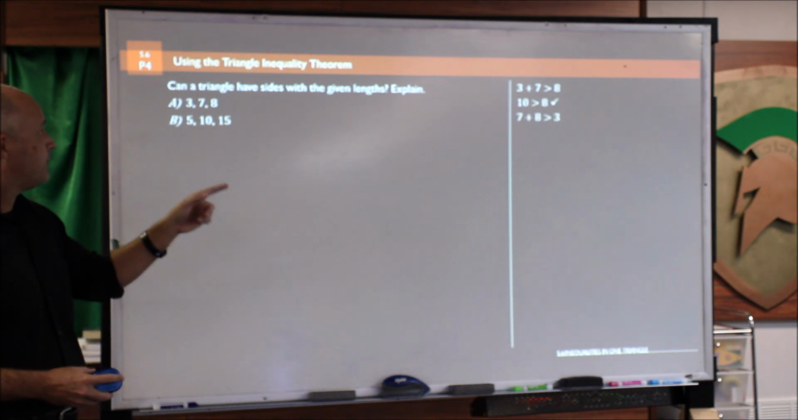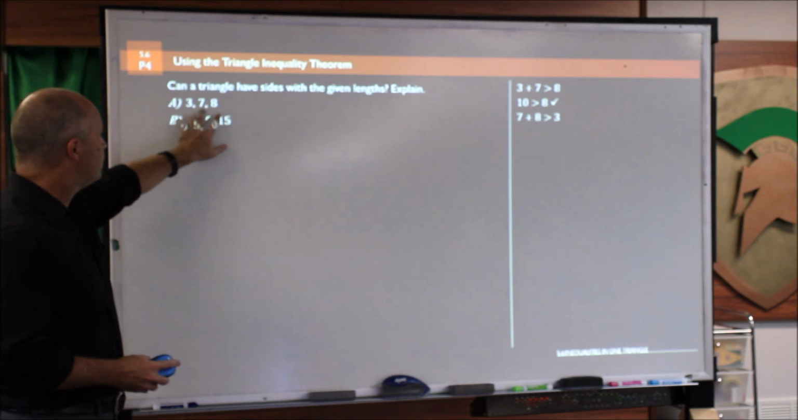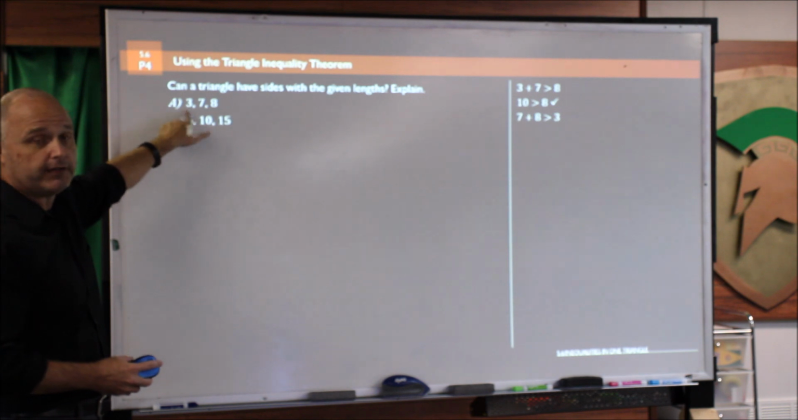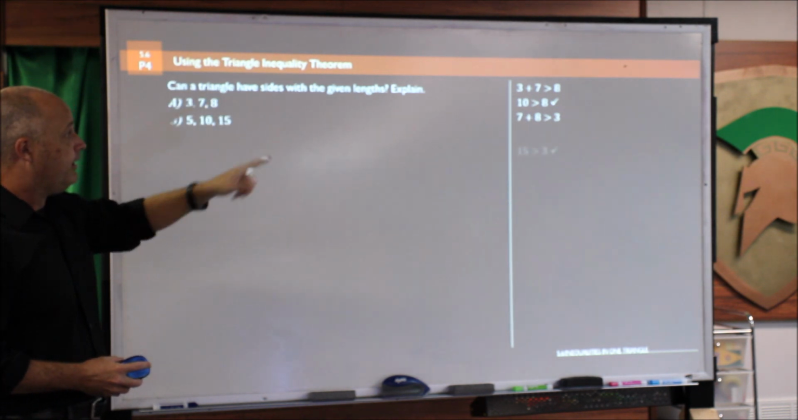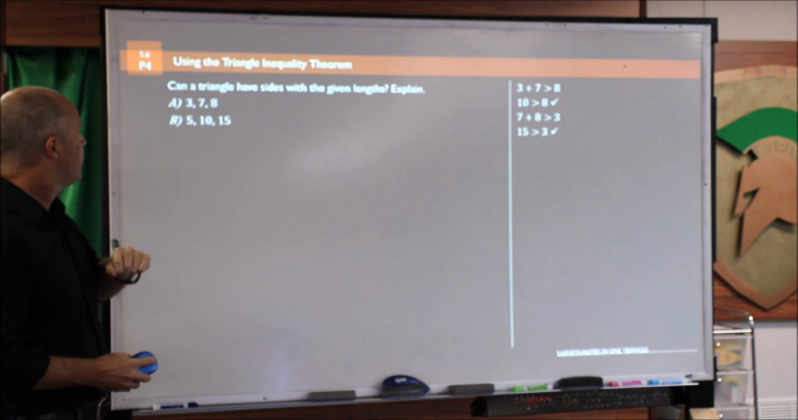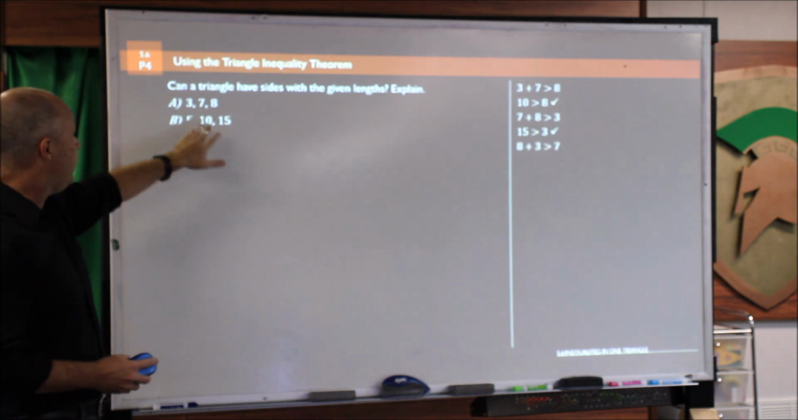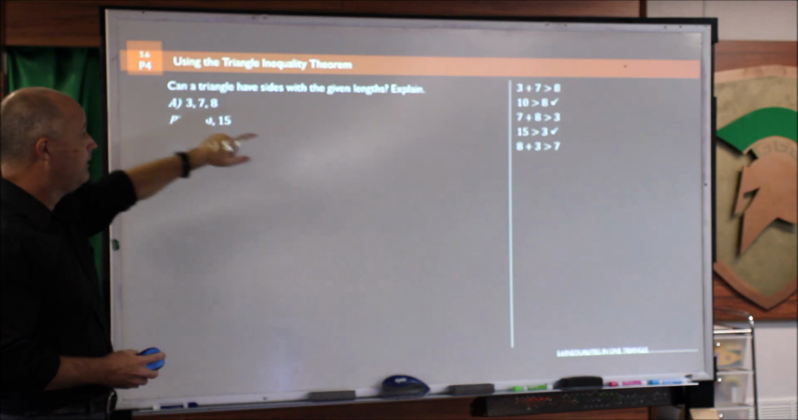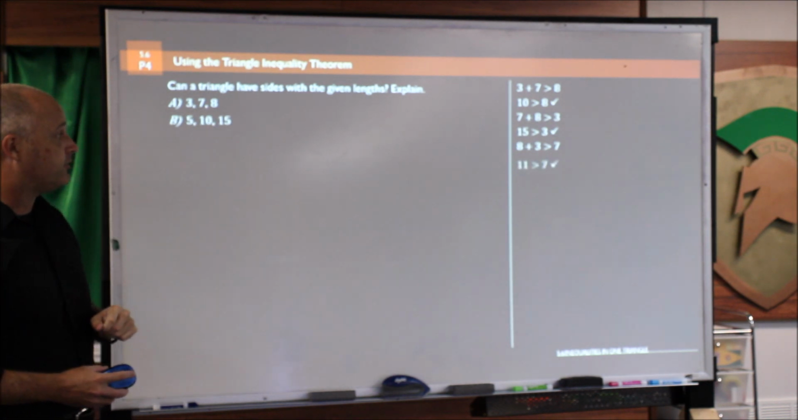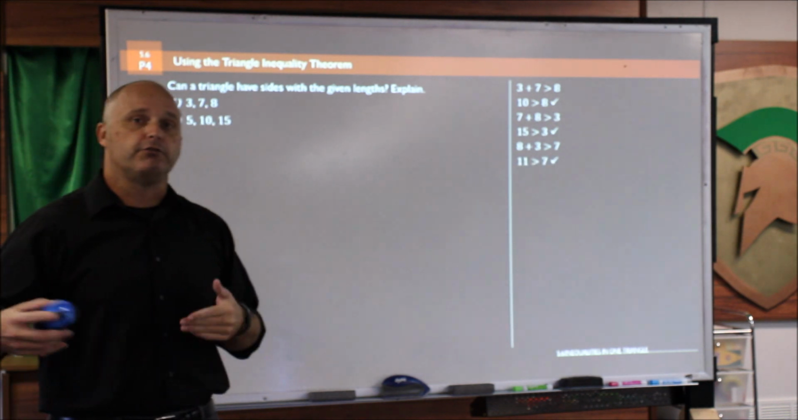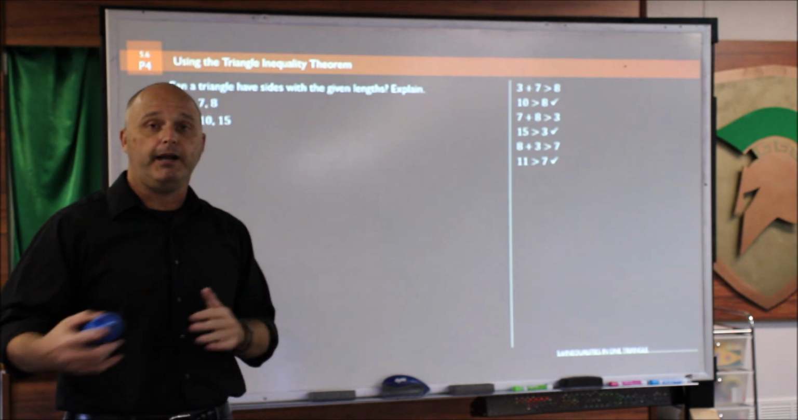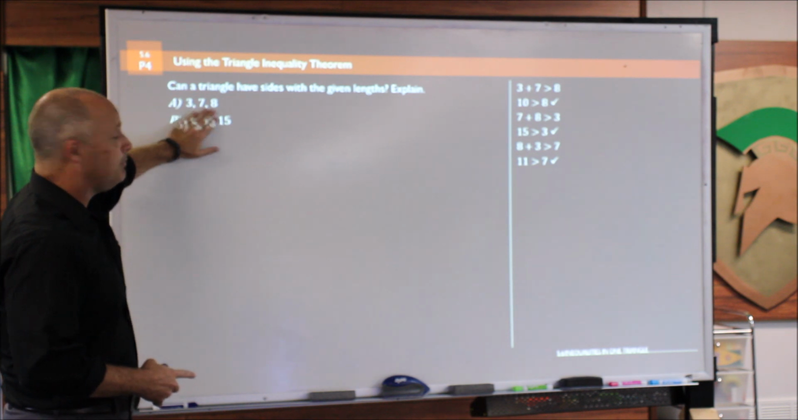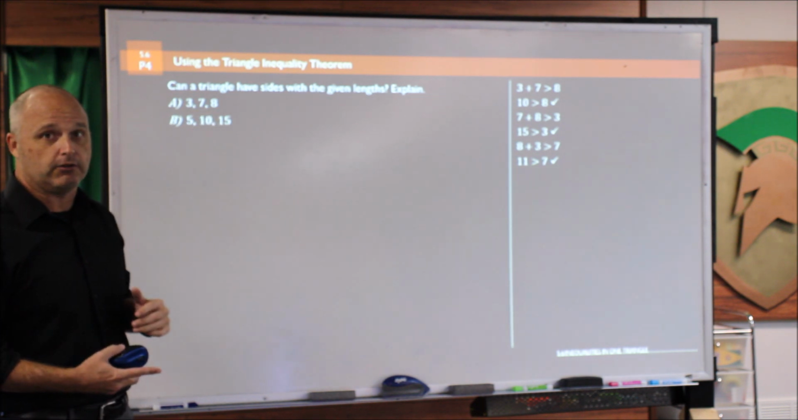Then we're going to take 7 plus 8, the second side and the third side, and those have to be greater than the first side. So 7 plus 8 is greater than 3, and 15 is greater than 3. Then we've got 8 plus 3, so the third side plus the first side has to be greater than the second side, and that gives us 11 is greater than 7. Since all 3 of those check out, all of those pairings are greater than the third side, that means that this can be a triangle. 3, 7, 8 can be a triangle.